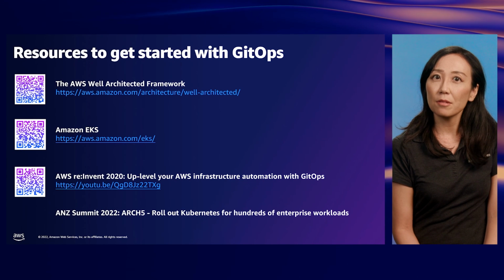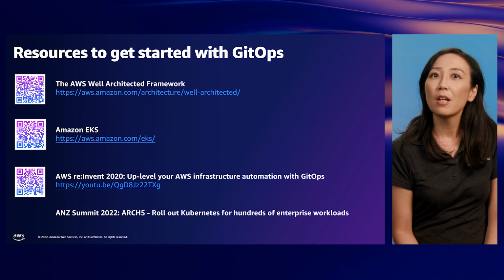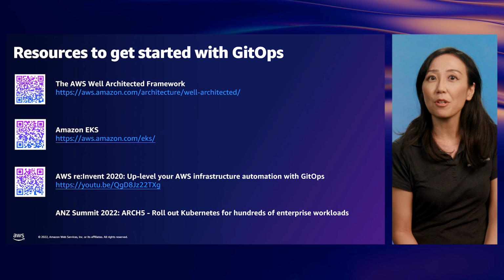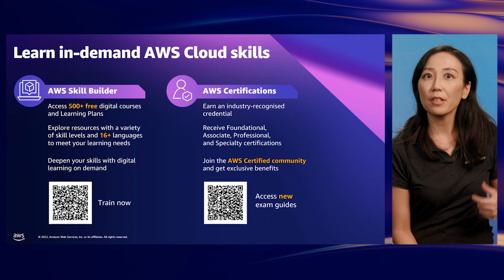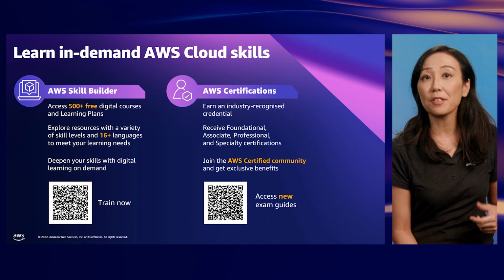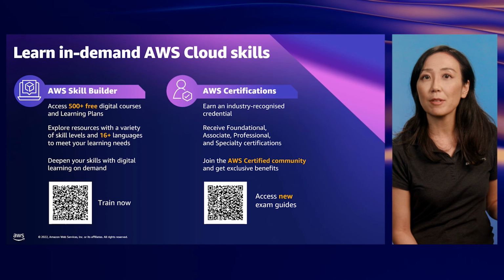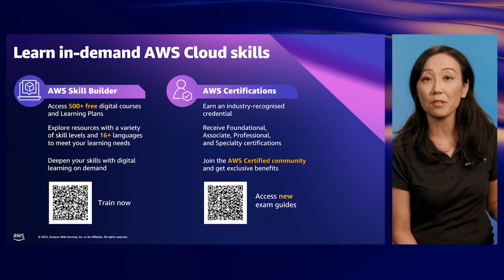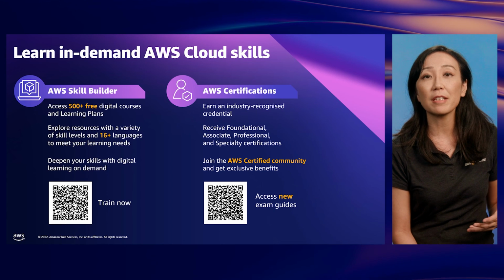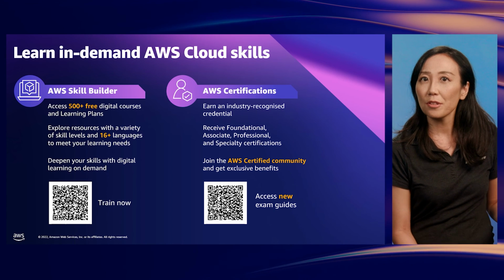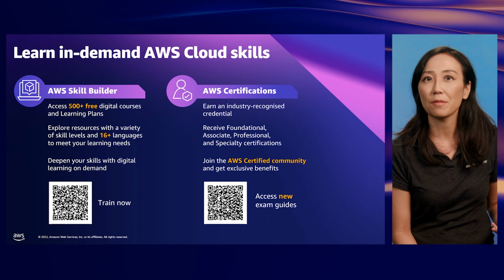Here are some resources for you to get started with GitOps. Make sure you check out Arc 5, Rollout Kubernetes for hundreds of enterprise workloads in ANZ Summit. We encourage you to get engaged with our training and certification content today. Auto & General have embarked on their AWS certification journey with rewards such as co-branded t-shirts that you saw Lani wearing today as an incentive for attending AWS training. Talk to our AWS account team to get started in your certification journey for your organization.